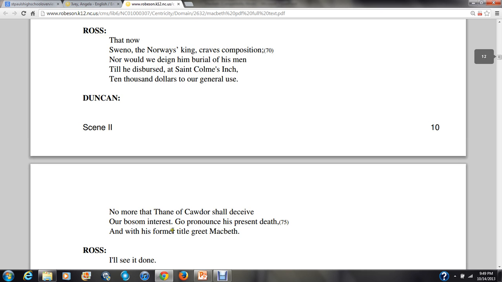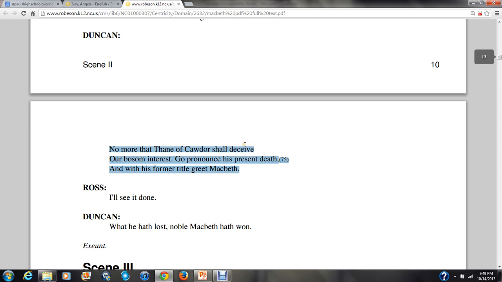Now, this is an interesting little twist right here. Duncan says, "No more that Thane of Cawdor shall deceive our bosom interest. Go and pronounce his present death," meaning that he's going to be executed, "and with his former title greet Macbeth." So what that tells us is that Macbeth is actually going to become the new Thane of Cawdor, but he does not know that.